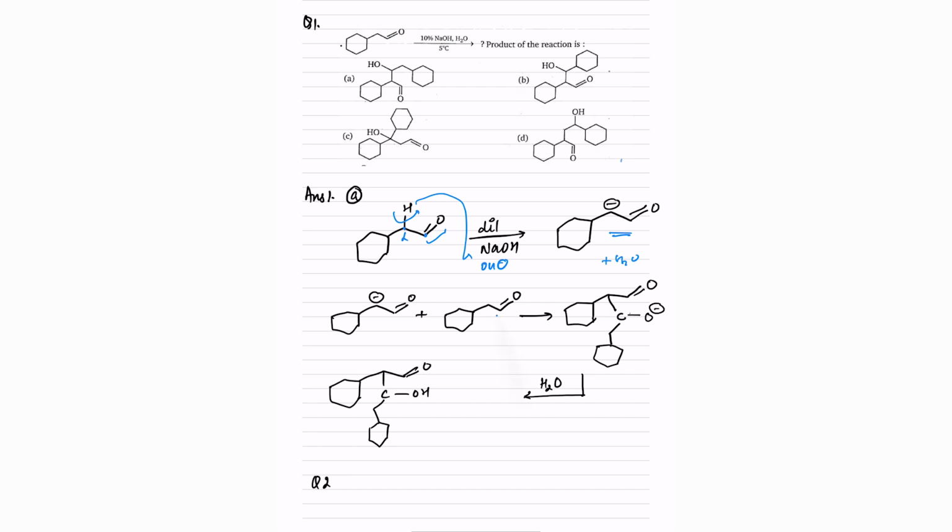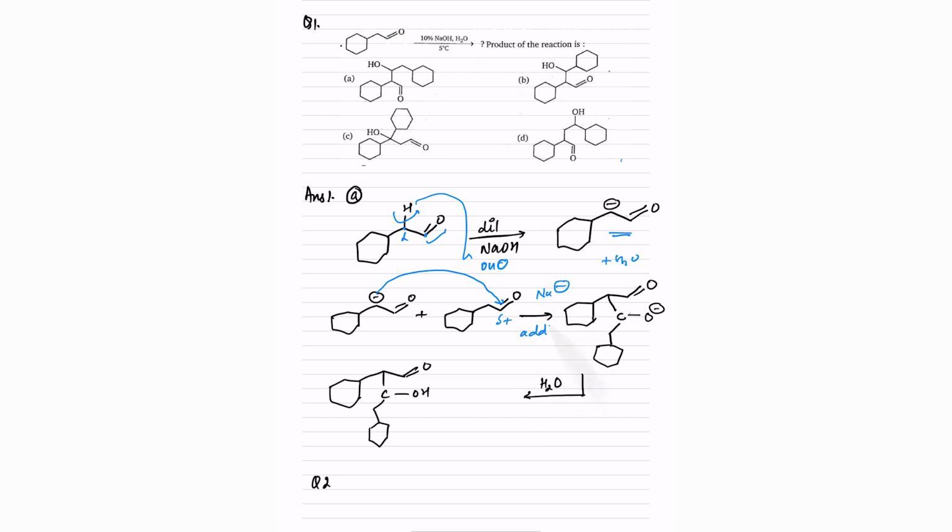After that, this carbanion attacks the carbonyl group which has a delta positive charge. So this attacks from here to here. So the attack is happening from the carbanion to the carbonyl carbon. This is your simple nucleophilic addition reaction.